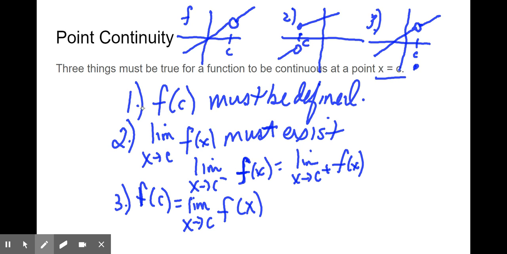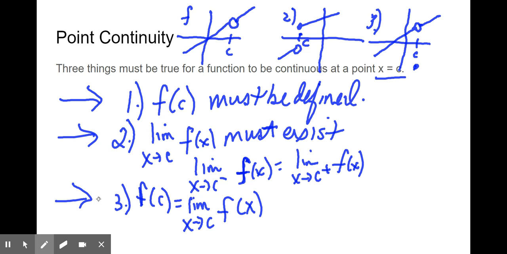Okay, so that will help us to remember that there are 3 things that have to be true for a function to be continuous at a point. If you're asked whether or not a function is continuous at a point, or you want to convince me that it is, you must show me that all 3 of these things are true. If you don't show me all 3, it is wrong. On the AP exam, if you don't show them all 3, it is wrong.